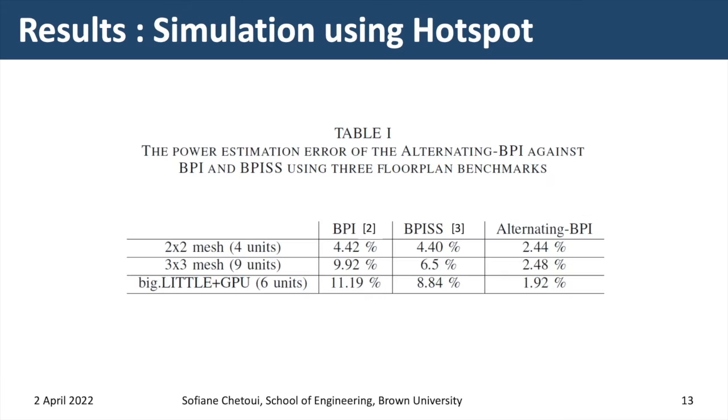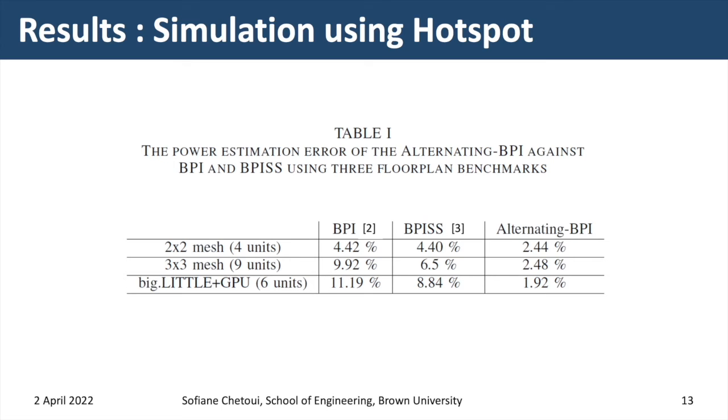proposed technique. In order to estimate the accuracy of the proposed technique, we use 3 different benchmarks: a 2x2 mesh composed of 4 homogeneous units, a 3x3 mesh composed of 9 homogeneous units, and a big little plus GPU architecture, which is a heterogeneous system composed of 6 units. And we compare our technique against BPI and BPI SS from the literature.